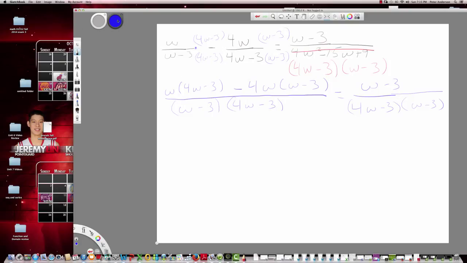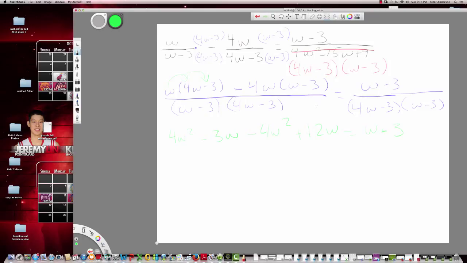So I'm just going to go ahead and distribute. So this is going to become 4W squared minus 3W, minus 3W minus 4W squared plus 12W. Negative times a negative is a positive. 4 times 3 is 12. That equals W minus 3.